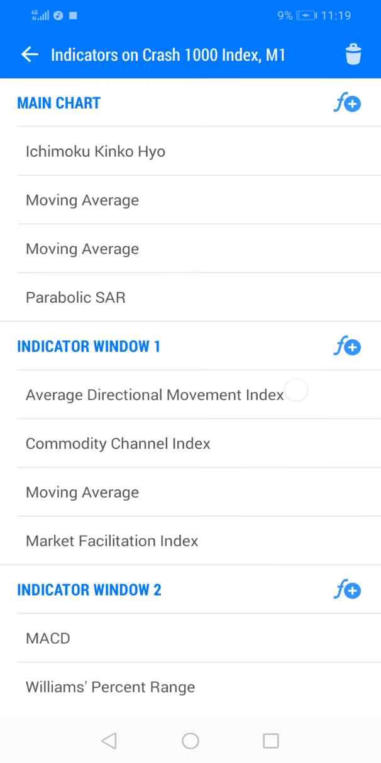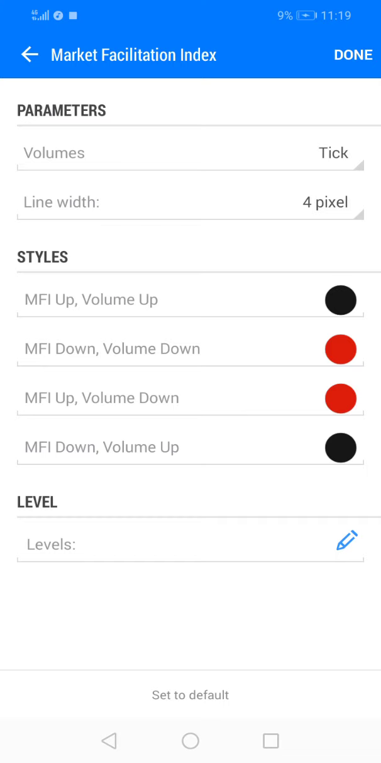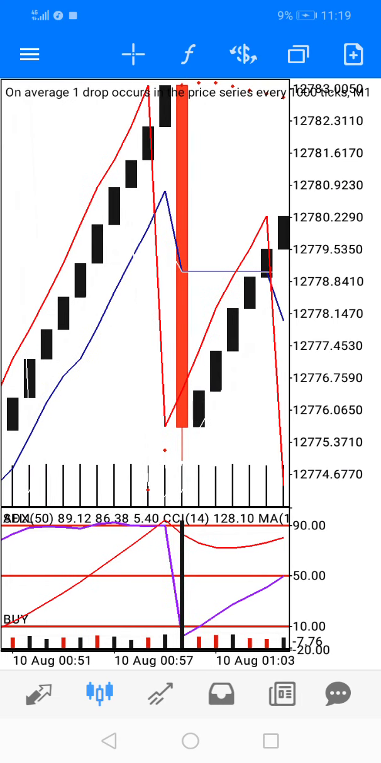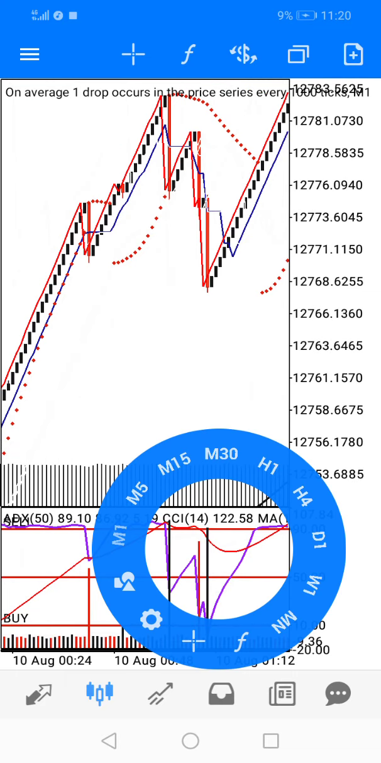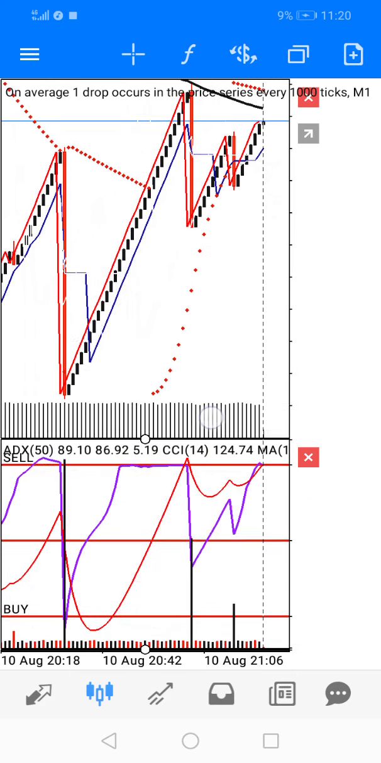Then also take market facilitator. To me this is only optional, I mean to you it is only optional. I just set it there so that you can see that the spike actually comes after these lines have crossed. You understand? So when you see this spike going up right here, it is to show you that it spikes after these lines have crossed.